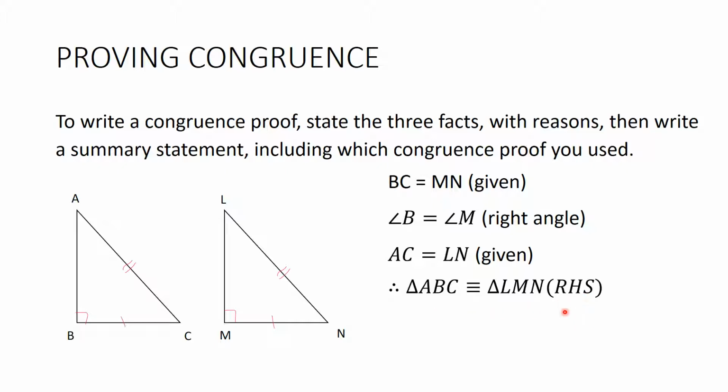Just a couple of things to note here. That's the symbol for congruence. You don't have to write out the full reason, you only need to write the initials. And we put these vertices in order. So A matches L, and B matches M, and C matches N.